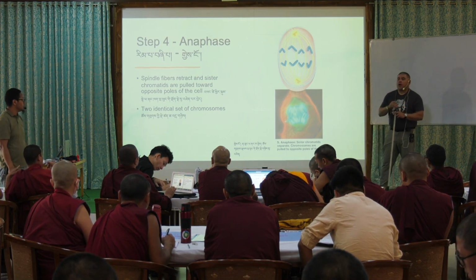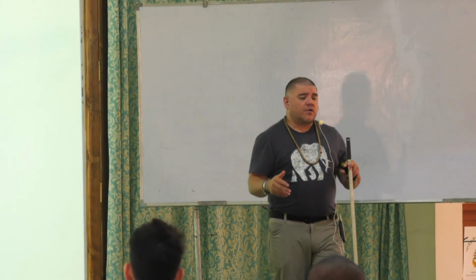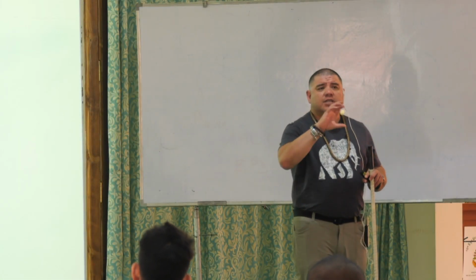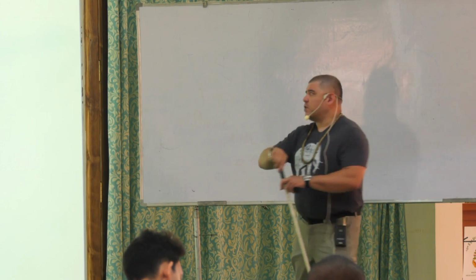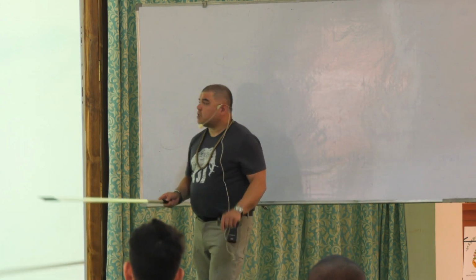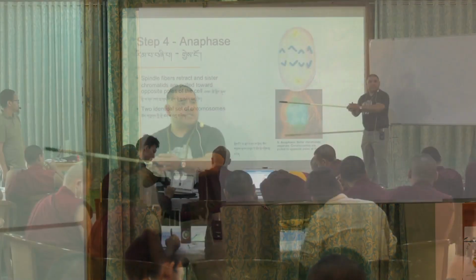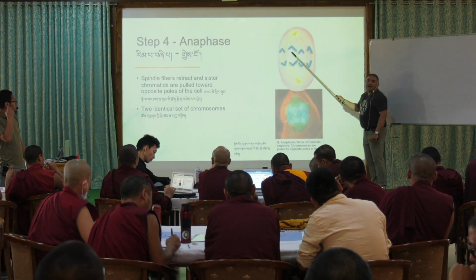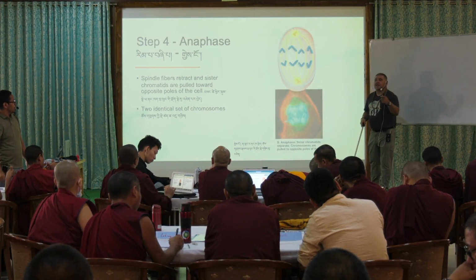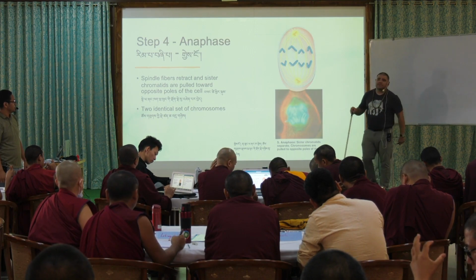So like I said before, if in an exam or if you ever want to identify the stage of mitosis, look for the metaphase plate. If you do not see it and you see the sister chromatids being separated, we call this anaphase. We are in the third stage or fourth stage, anaphase.